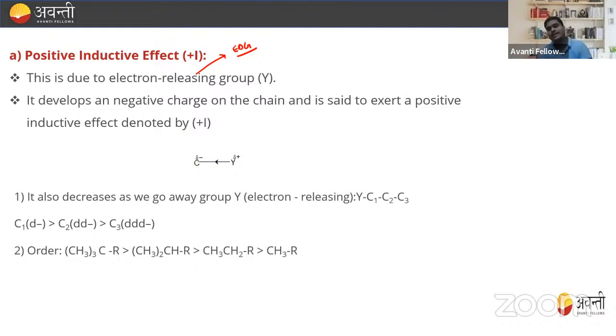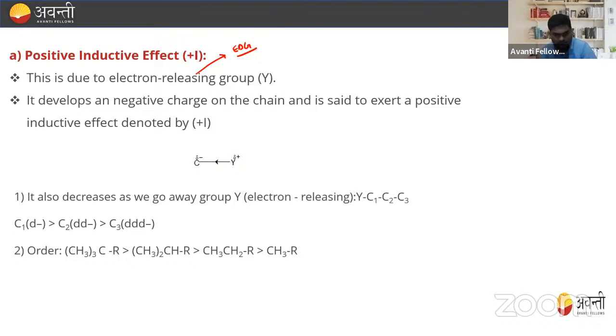For example, if a more positive element than carbon is attached to the carbon bond, then definitely carbon will be more electronegative. So it attracts the electrons towards itself and becomes partially negative. Similarly, Y becomes partially positive. So it develops a negative charge on the chain and is said to exert a positive inductive effect. It is denoted by +I. It also decreases as we go away from the electron releasing group. For example, C1 has the most negative charge, then C2, C3, and so on.